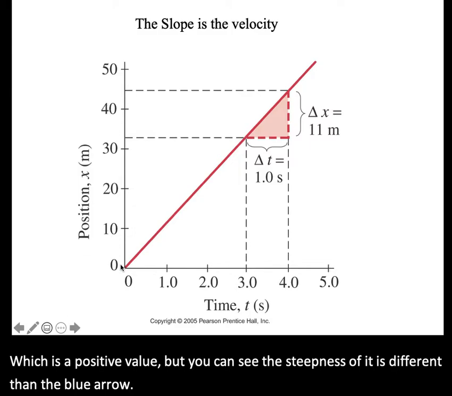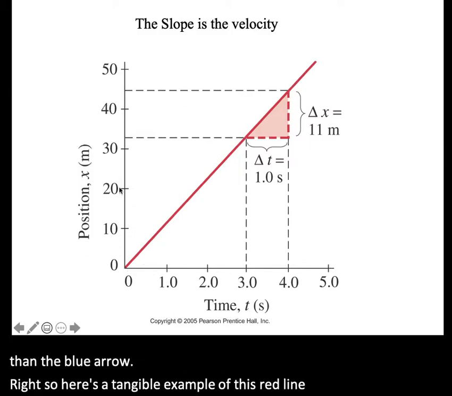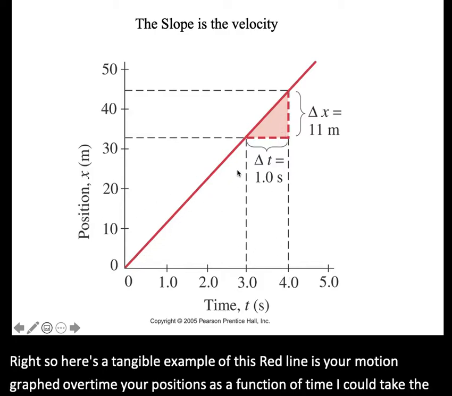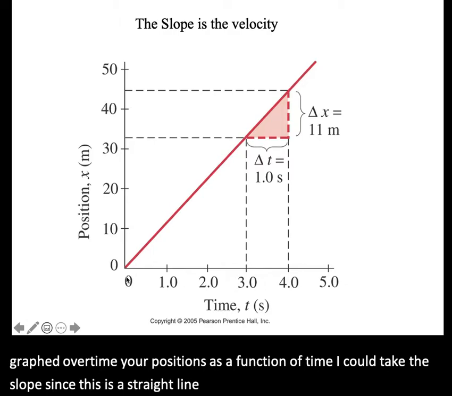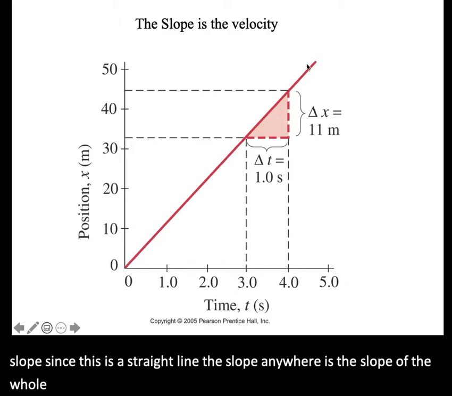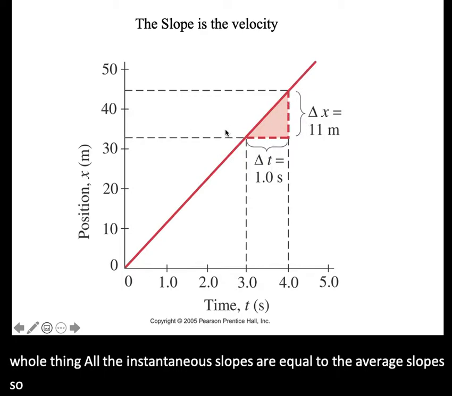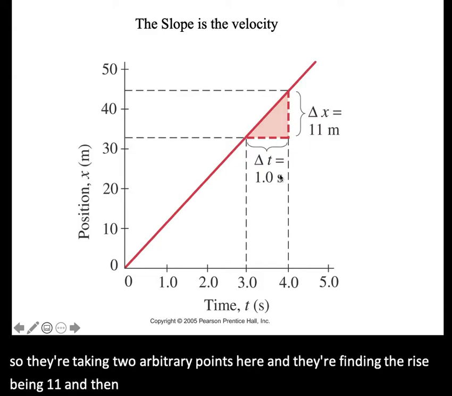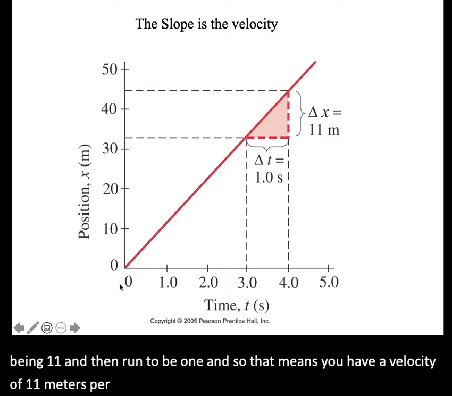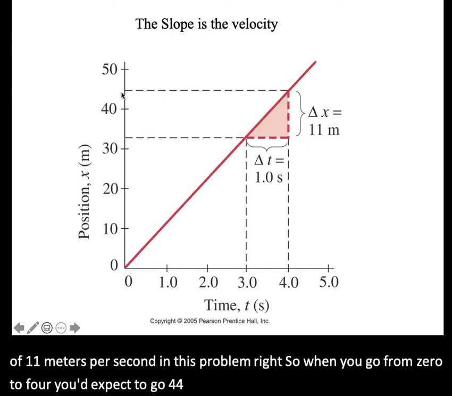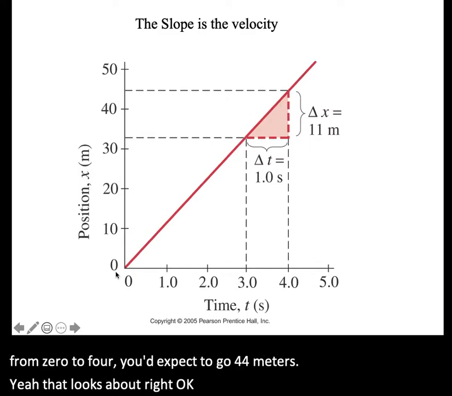Right, so here's a tangible example. If this red line is your motion graphed over time, your position as a function of time, I could take the slope. Since this is a straight line, the slope anywhere is the slope of the whole thing. All the instantaneous slopes are equal to the average slopes. So they're taking two arbitrary points here, and they're finding the rise being 11 and the run to be 1. And so that means you have a velocity of 11 meters per second in this problem, right? So when you go from 0 to 4, you'd expect to go 44 meters. Yeah, that looks about right. Okay, just a little bit of reminders about calculating slope.